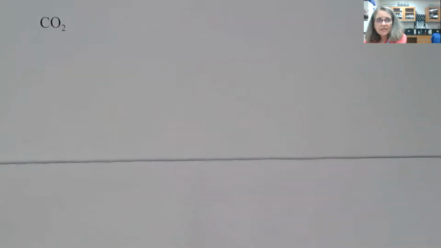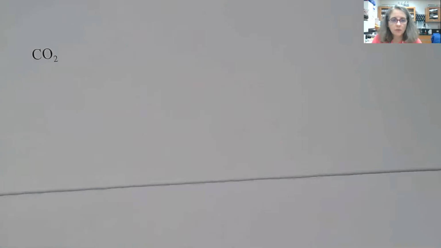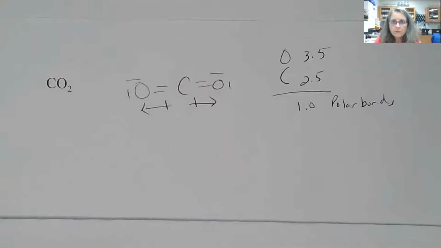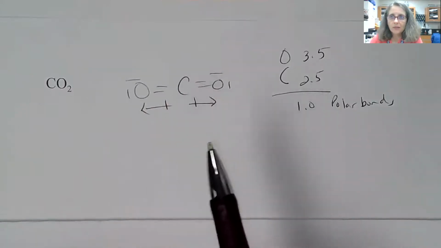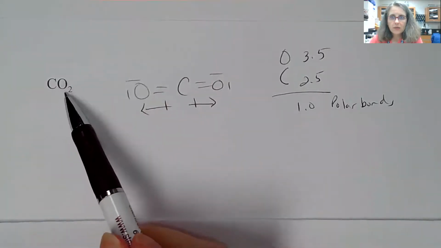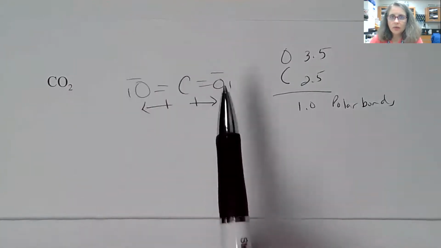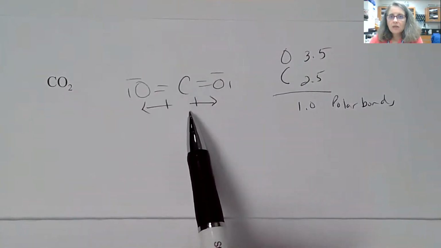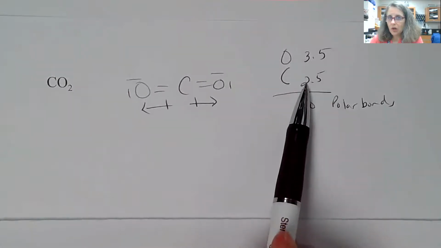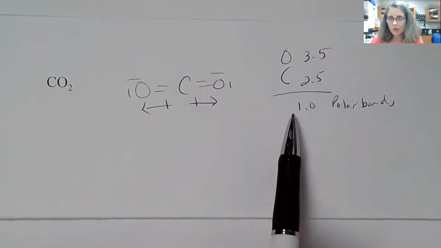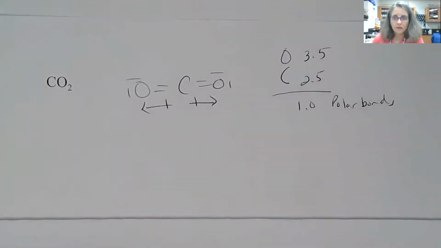All right, so let me draw one more, and that's CO2. The last one I'm going to draw for you is CO2. CO2 has 2 double bonds. That's the only way it will work, with carbon having 4 valence electrons and oxygen 6 times 2. You have 2 lone pairs on each oxygen. Oxygen is more electronegative than carbon, 3.5 to 2.5. So when I subtract those 2 numbers, I know that that's a polar bond. Again, polarity of the bond is just going to be the subtraction.